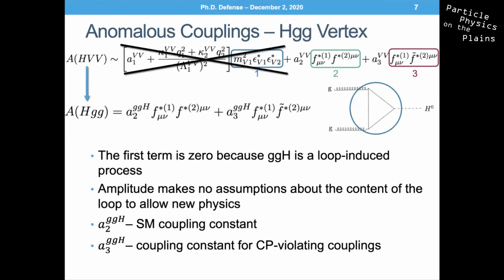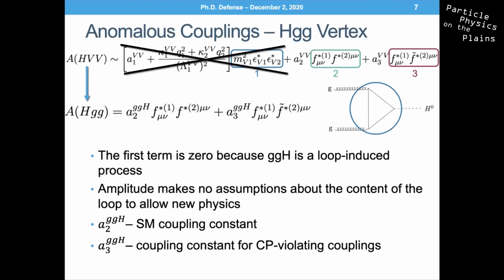And then we can look at the HGG vertex, which relates to gluon-gluon fusion. And so in this case, I've got this big circle on the Feynman diagram showing that we're looking at this loop. And since this is a loop-induced process, this first blue term in the general scattering amplitude is 0, because that is the tree level term. So for the HGG vertex, we've only got the A2 and the A3 terms, which I've added the superscript GGH just to keep them separate from the HVV A2 and A3.